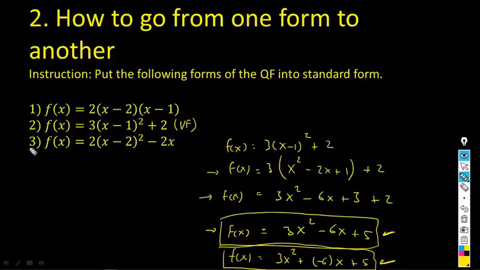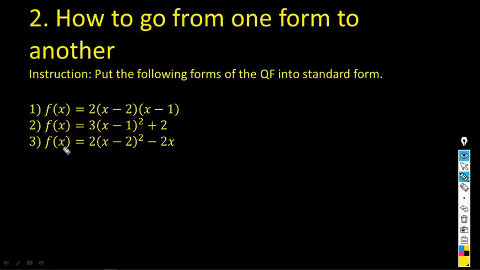And number 3, f of x equals 2 times (x minus 2) squared minus 2x. This doesn't match any of the common types that we're going to see in the semester, which are the standard form, the vertex form, or the factor form. It doesn't match. But so what? Can we shape it into the standard form? Absolutely. Let's do it. It's basically going to be the same thing. Try to do it on your own and then compare with my solution. I'm going to shut up and just do it.